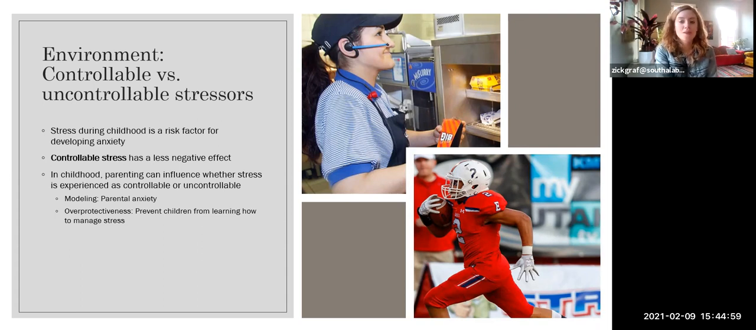So an example would be from these images, being a competitive high school athlete is very stressful. There's a lot of pressure, a lot of hard work, a lot of physical training, a lot of uncertainty and anxiety involved. But that stress tends to be experienced as controllable. It's something that kids want to do. It's something that they get a lot of positive feedback and reward from. It's something that they can stop anytime.